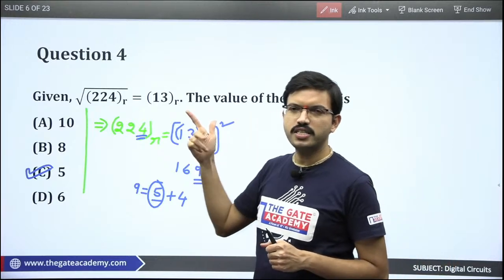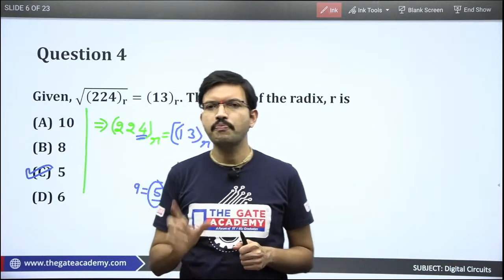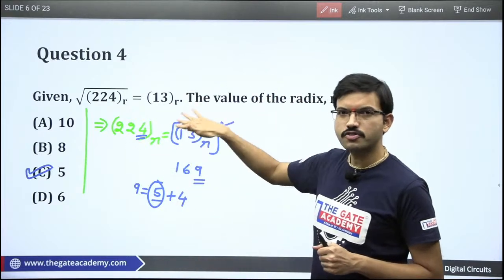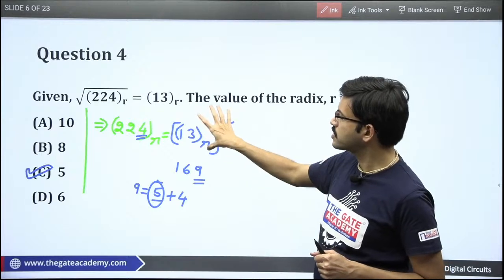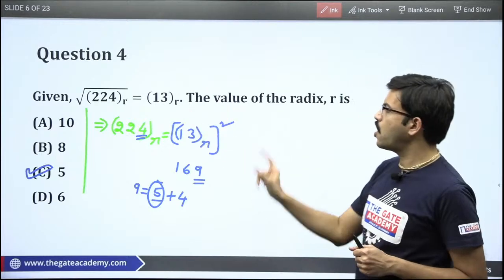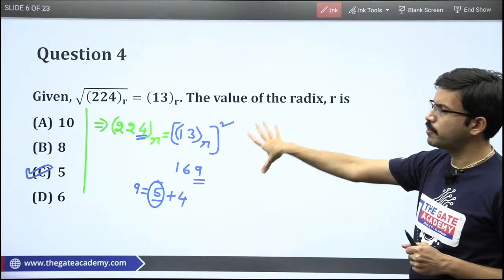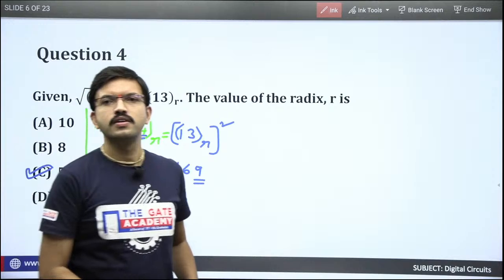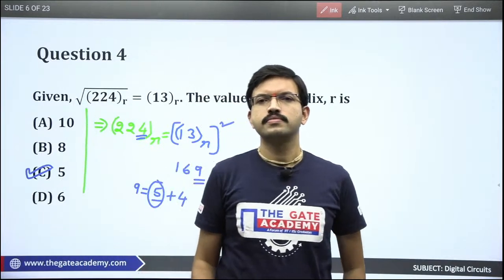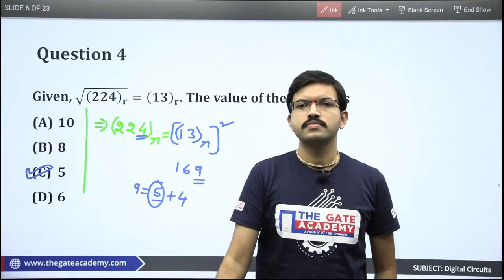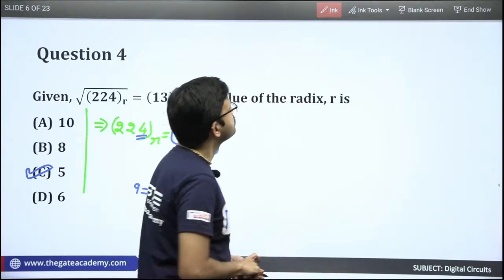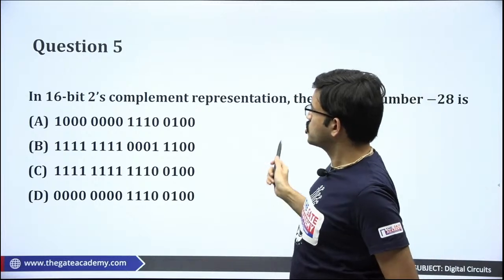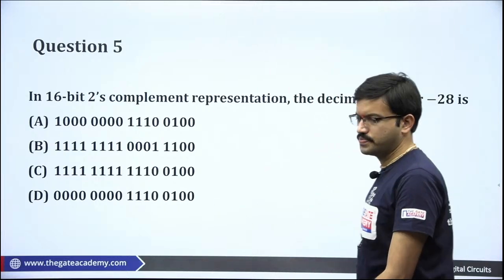In the morning session, in the afternoon session, I discussed addition of two numbers. In the previous question I discussed multiplication of two numbers, and here the square of a number, right? All three questions I have discussed with the help of shortcuts only. Okay, right. Next question, this is related to 2's complement form.